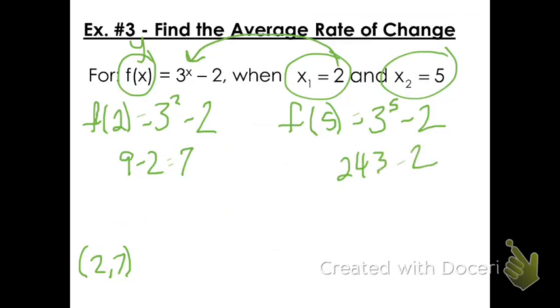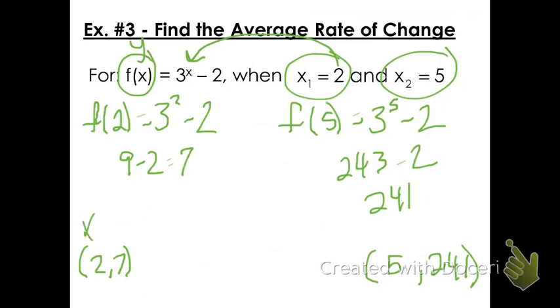And we know 243 minus 2 gives you 241, okay? So now I have my 2 points. I have 5, okay, and 241. So now what we're going to do is label them like I always do.